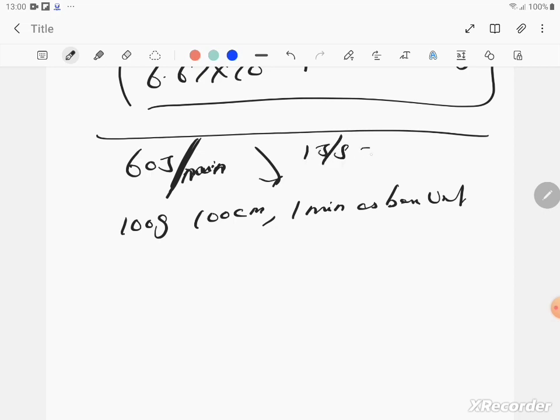So this is nothing but power. And we know the dimensional formula for power. Power is the rate at which work is done: ML²T⁻² by T, which will be ML²T⁻³. So A is 1, B is 2, C is minus 3. So you understand what A, B, and C are. Sorry, I made a mistake here.